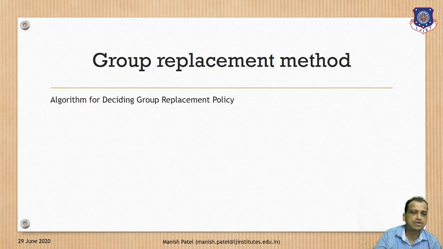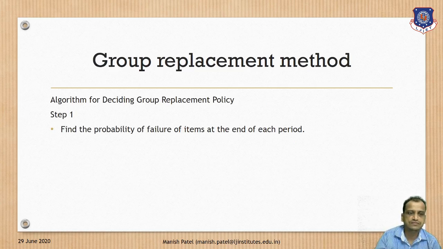Now what are the steps you follow when you are doing the group replacement? It's an algorithm you follow one by one. So let's see. In the first step, you find the probability of failure of an item at the end of each period. Let's say for example, after 1 month, a bulb is failing. The probability of failing of a bulb is around 10%, or you can say 0.1. That is the numerical way of finding out. You write down the numbers, right? You find out the number that indicates the probability.